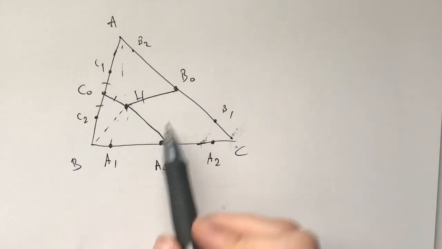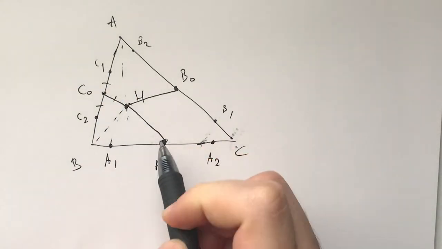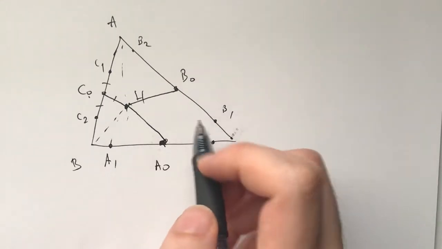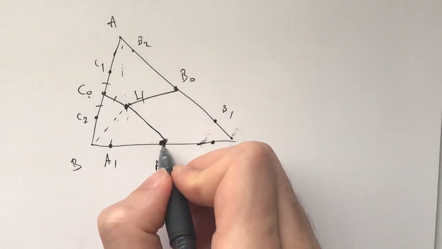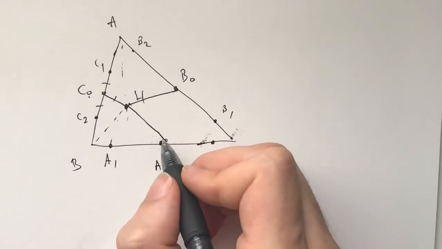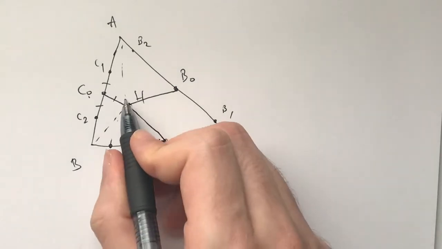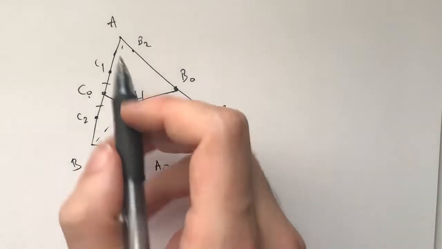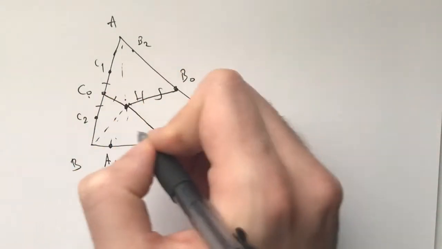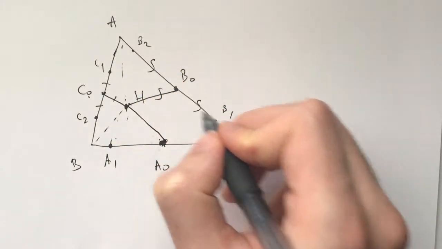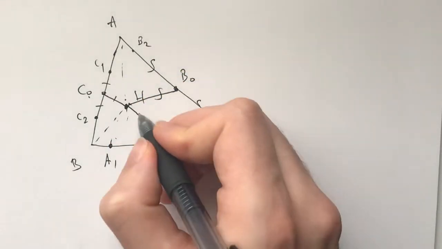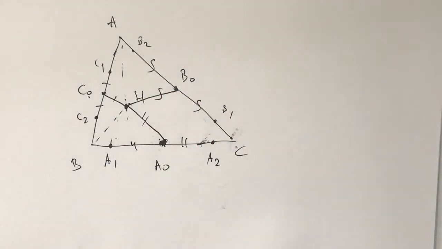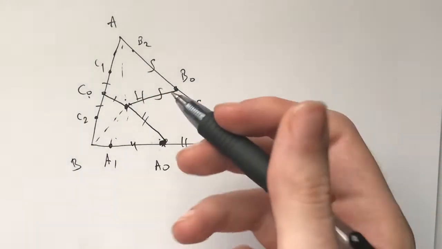So this is what we have. We have an orthocenter, the midpoints of the sides BC, AC, AB, and circles with centers at the midpoints and radii equal to the distance from the midpoint to the orthocenter. They intersect the side lines at A1, A2, B1, B2, C1 and C2. And we need to prove that all these 6 points lie on the same circle. So now, how will we go about doing this?